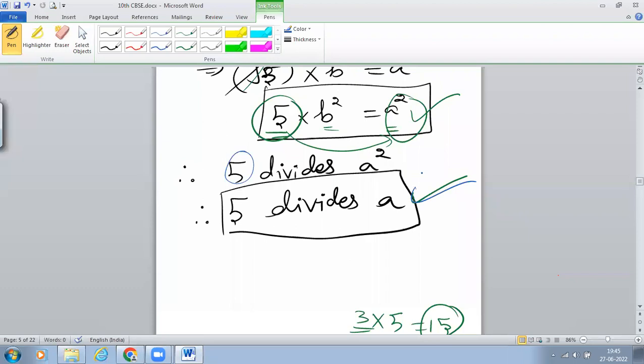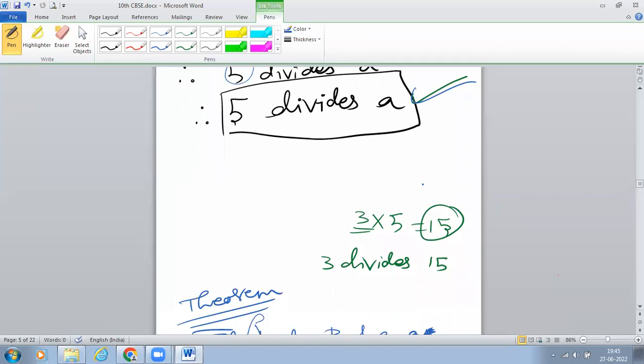Therefore 5 divides A. Completed. Now the next step: we got 5 divides A. Since 5 divides A, this is one more step.